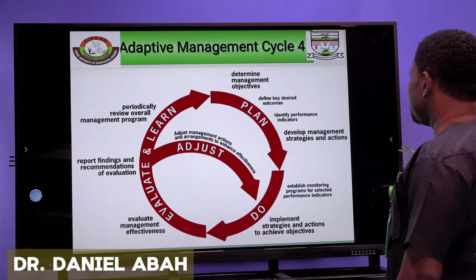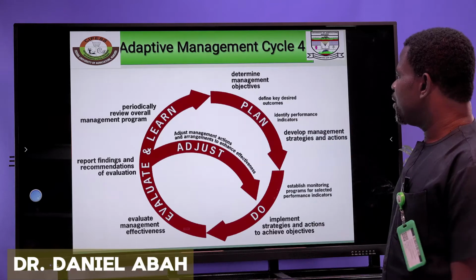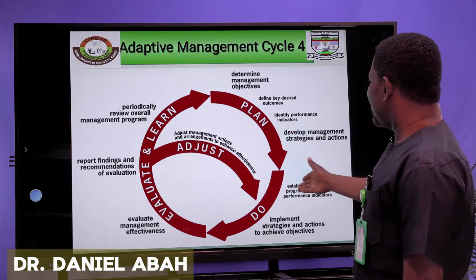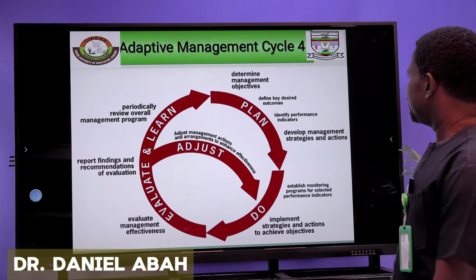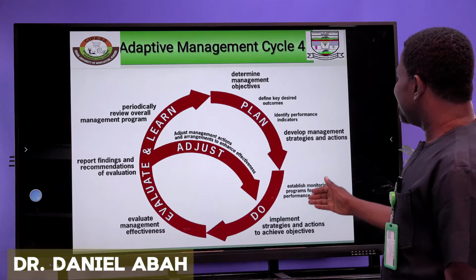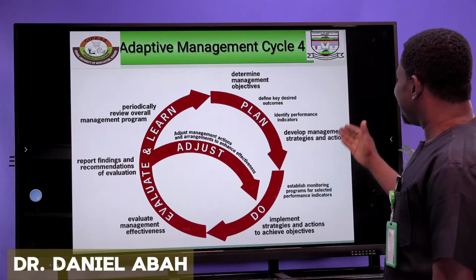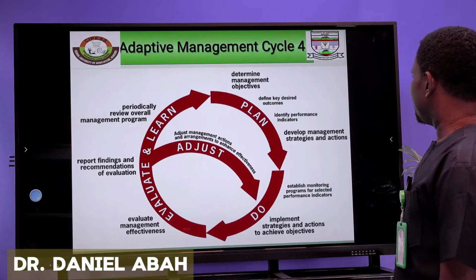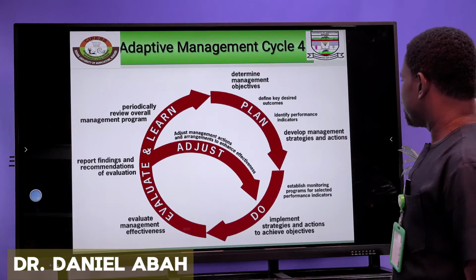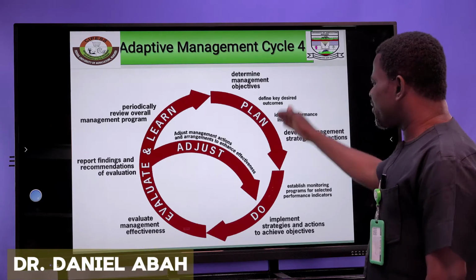Determine the management objective. You define the key desired outcome. What you do in planning is that you identify the key desired outcome. After defining your desired outcome, you identify the performance indicators. Then you develop management strategies and actions. And after planning, you do.